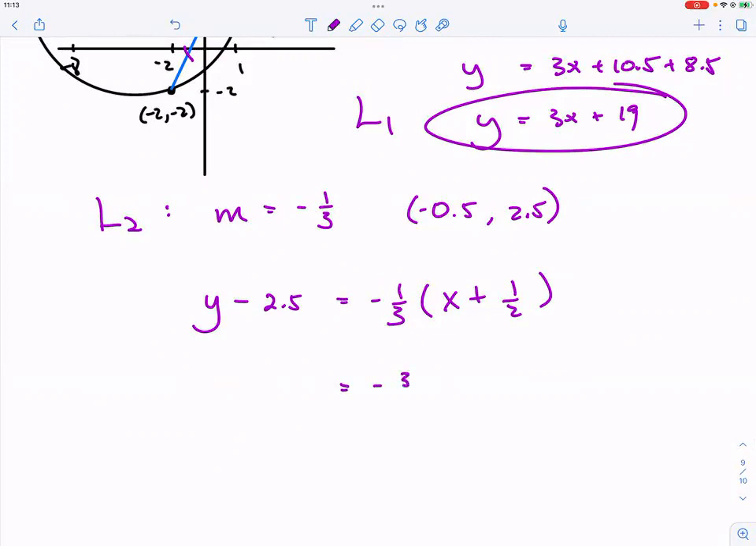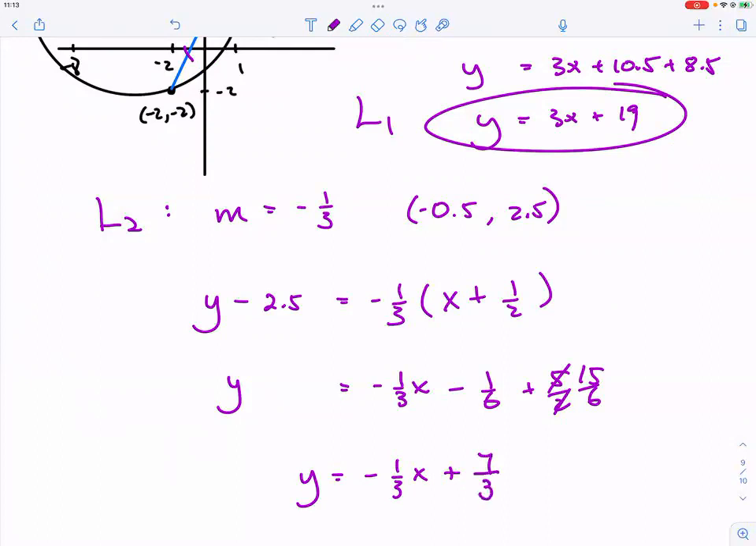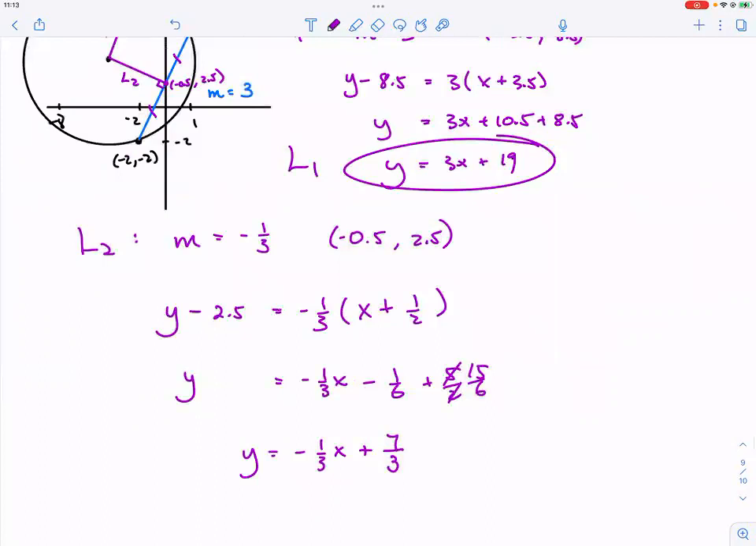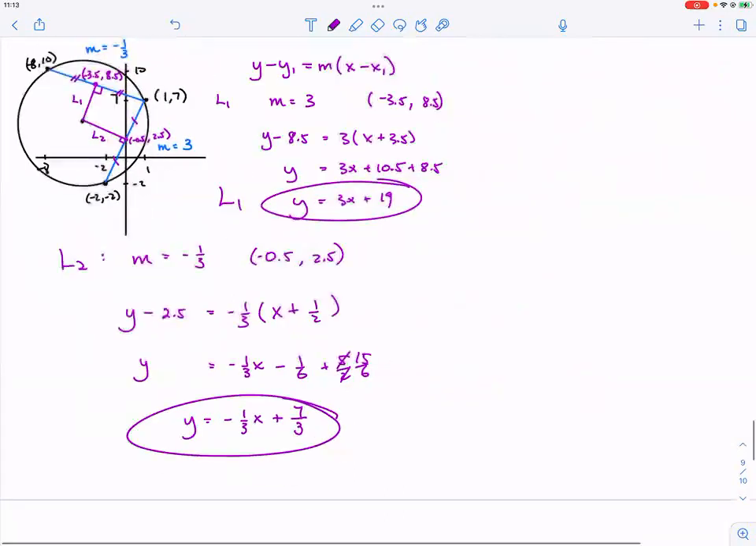So negative 1/3 x minus 1/6, and then add 5/2, which becomes 15/6. So negative 1/3 x plus 14/6, which is 7/3. Okay, so you simplify it. 14/6 is 7/3. So now we have these two equations, and they will intersect together at the center.